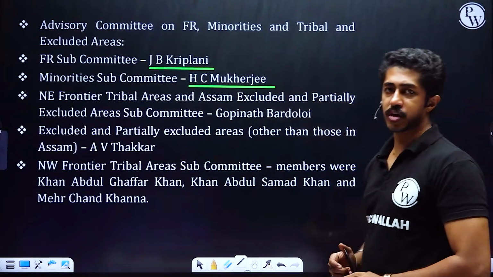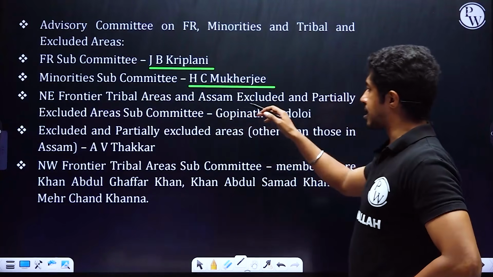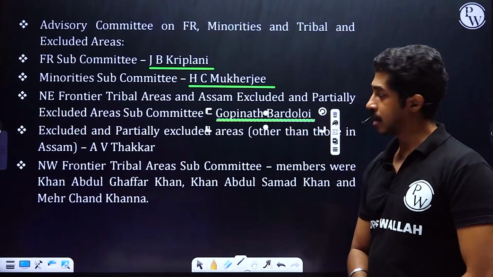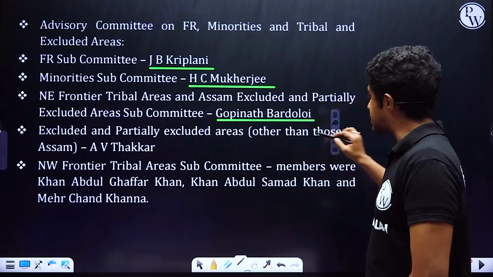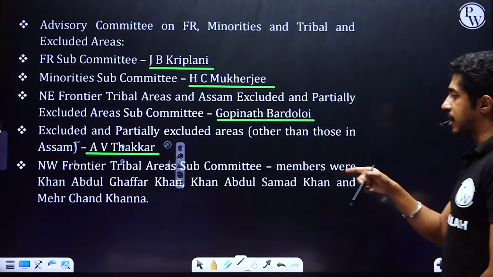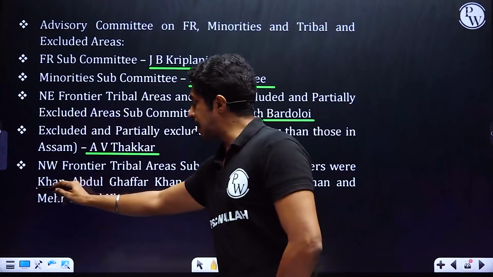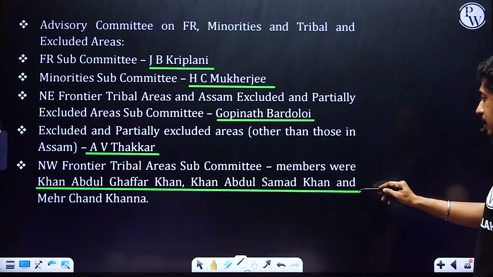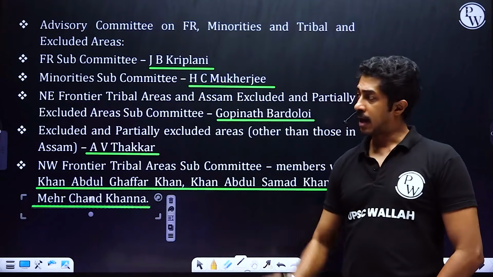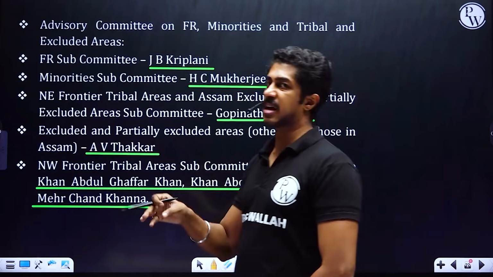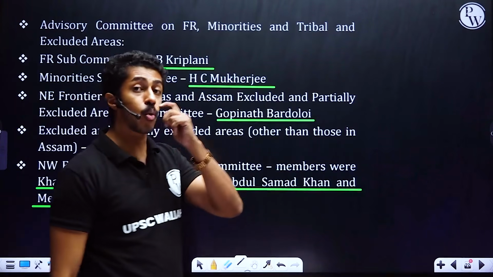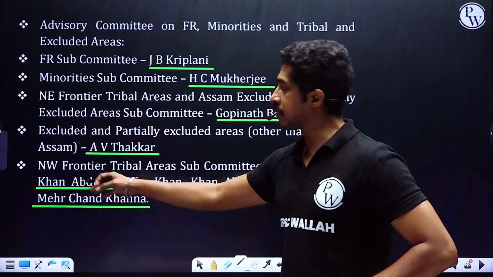In addition to that, now what are we seeing? Minority Subcommittee, H.C. Mukherjee. Northeast Frontier Tribal Areas and Assam Excluded and Partially Excluded Areas Subcommittee, Gopinath Bardoloi. Excluded and Partially Excluded Areas other than those in Assam, A.V. Thakkar. Northwest Frontier Tribal Area Subcommittee members were Khan Abdul Ghaffar Khan, Khan Abdul Samad Khan, and Meher Chand Khanna. Everywhere else, we are basically talking about who was the chairman, who was heading it. Here we have only the members. Why? We don't have the details of who actually was the chairman of this committee. So the members, we are taking it down.